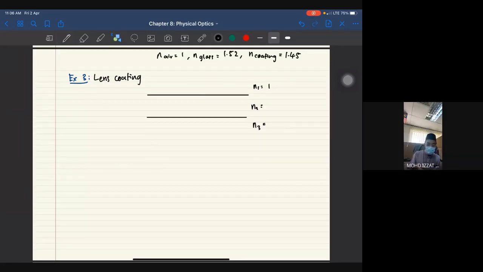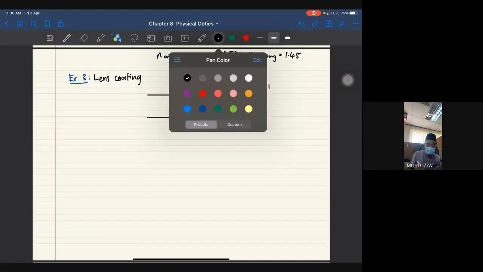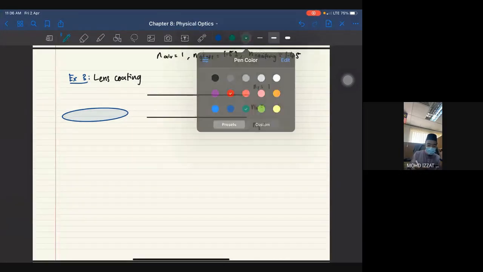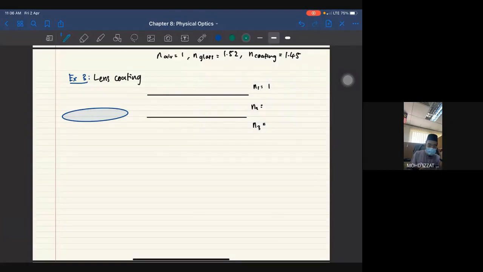It's actually like this. This is the lens. Maybe it's convex like that. And then it has a coating on top. Let's say the coating is in green. So this is what happens: there's a layer of coating on top. So when we discuss, we only discuss this part.